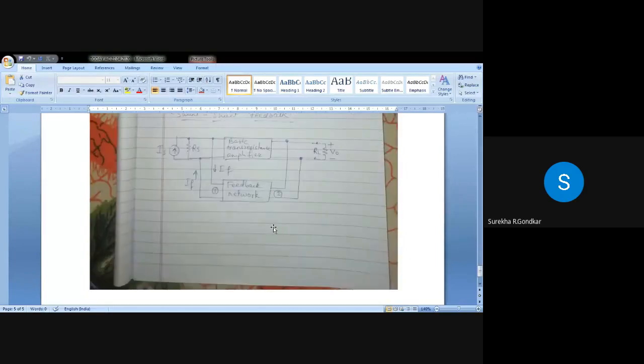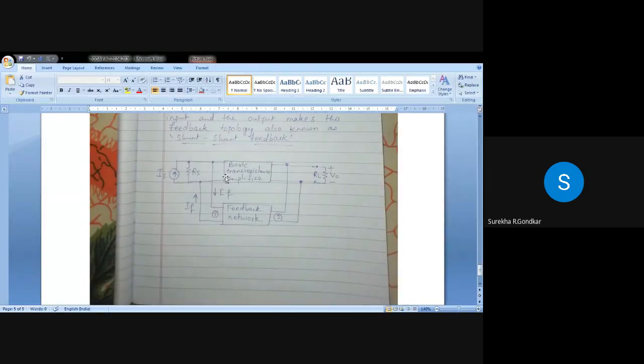So the connections we have shown here. Now look at the connection. Here also it is a parallel connection. Here also it is a parallel connection. That is why the alternative name for this particular topology is shunt feedback. Here shunt feedback. So you can see these connections and then decide what type of topology it is.